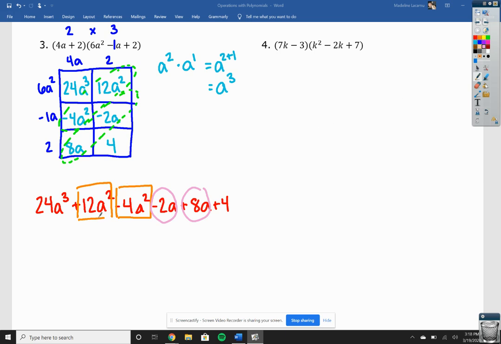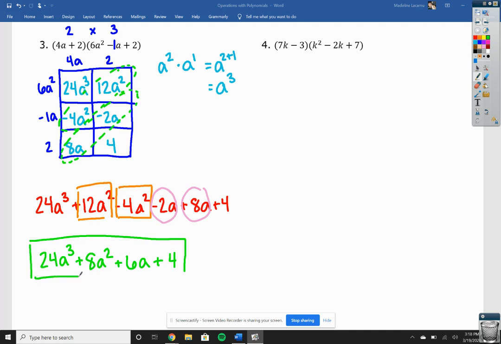So our final answer here, we're going to have 24a to the third, 12a squared, and negative 4a squared. So 12 minus 4 is 8a squared. Negative 2a plus 8a, it's going to be 6a. And then that 4 doesn't have a like term, so plus 4. So this right here is going to be our answer.